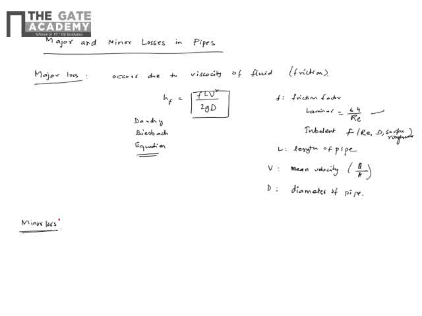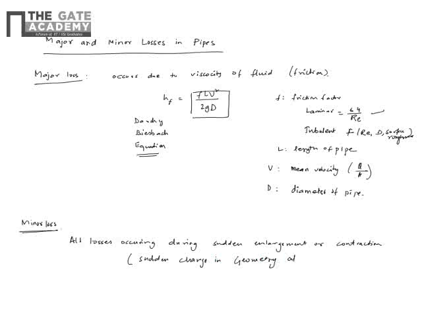Okay, now what about the minor loss? So minor losses, first see why they occur. Minor losses are all the losses occurring due to sudden enlargement or contraction of the pipe. The basic idea is changes in the geometry, sudden change in the geometry along the flow. So all those are classified as minor losses.